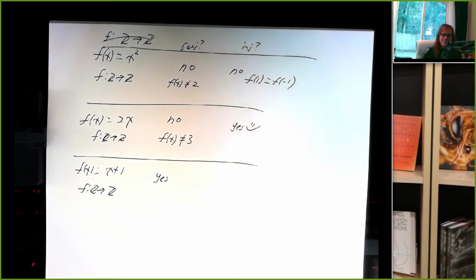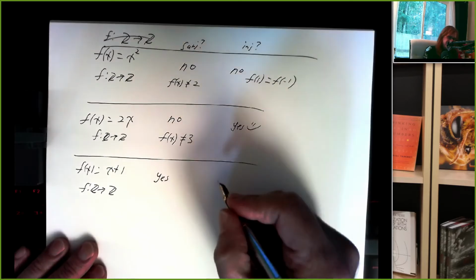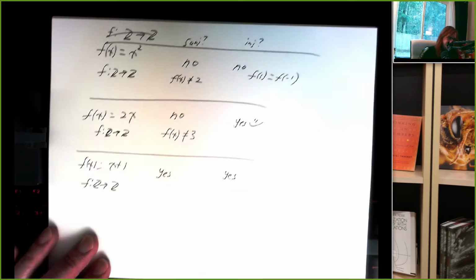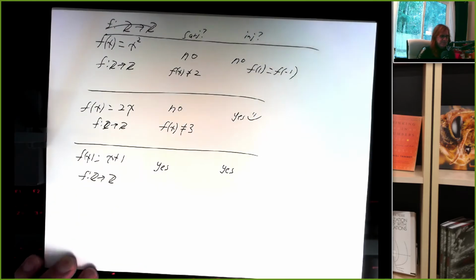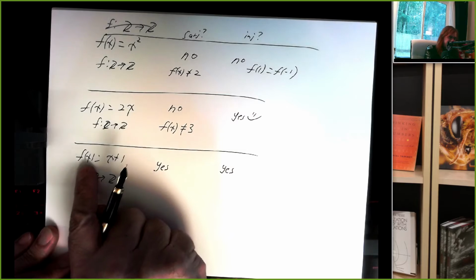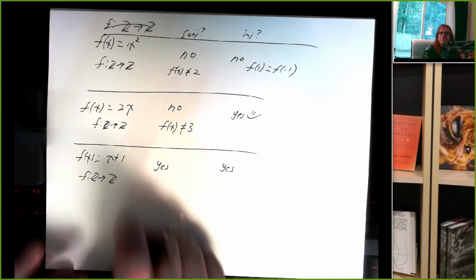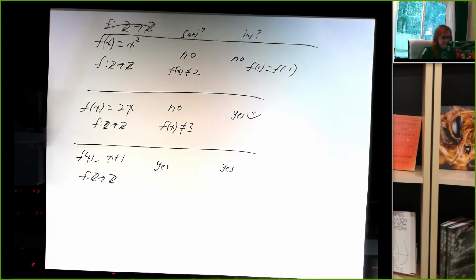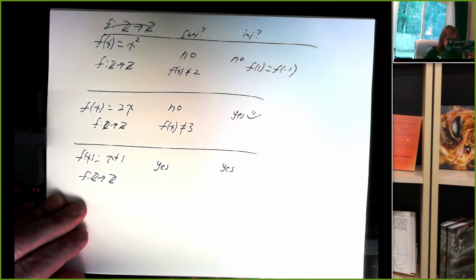Alright, is it injective? Yeah. Because if I have different values of x, I'm guaranteed to get different values of x plus 1. Alright, so those are just some examples.